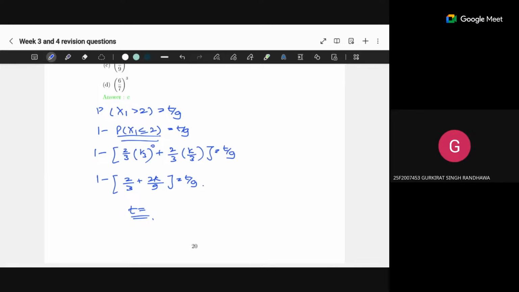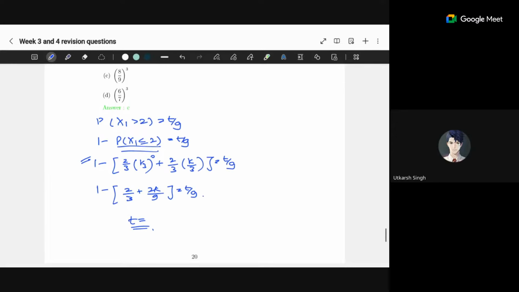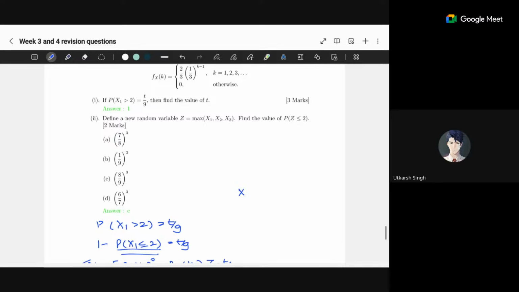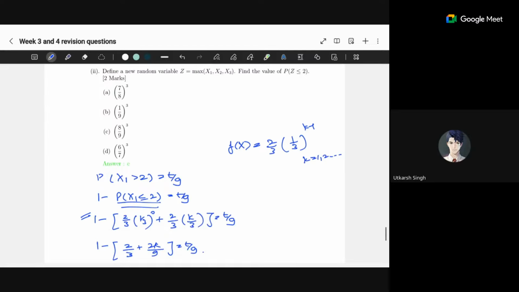Is it clear, Utkarsh? From this third statement, how did this come to be? This one? Yes. So x1 is less than or equal to 2, right? So my x is following a distribution where the PDF of x is basically (2/3)(1/3)^(k-1), where k goes from 1, 2, 3 to infinity, correct? Now I need to find the probability that x is less than or equal to 2. Basically, this is the probability that x equals 1 plus the probability that x equals 2.